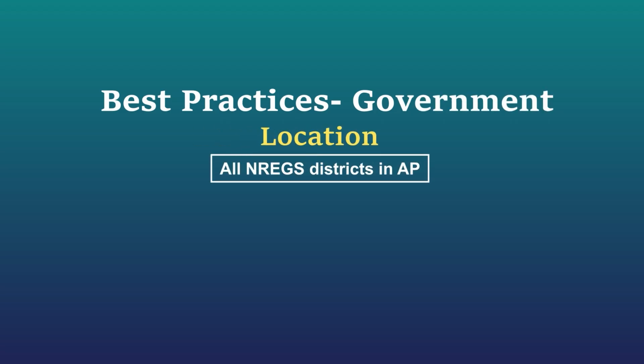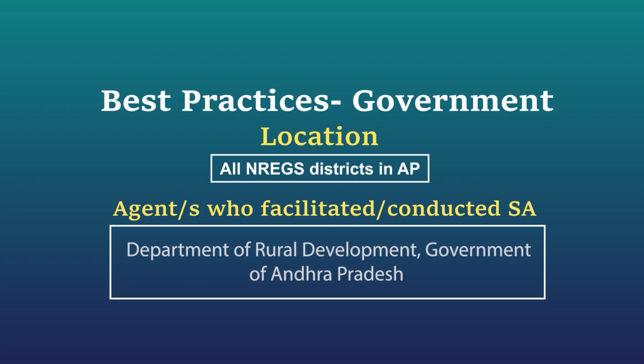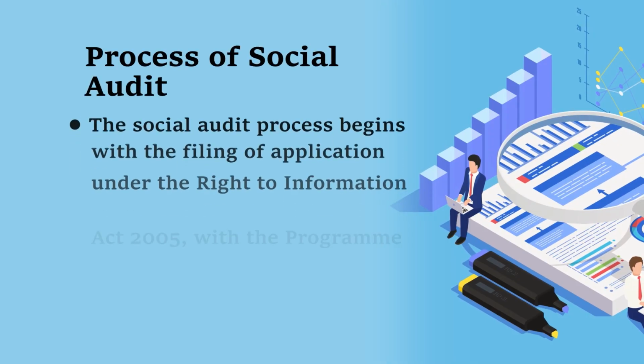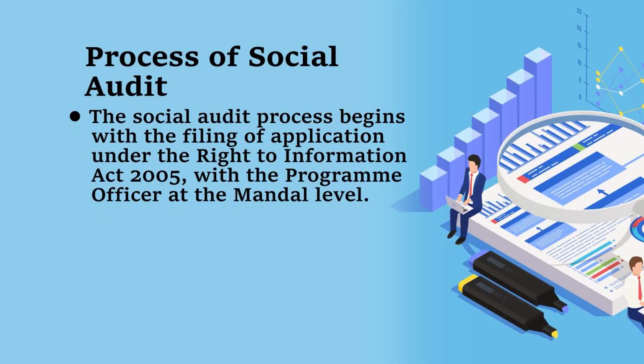The location is all NREGA, National Rural Employment Guarantee Program, implementation districts in Andhra Pradesh. The agency which facilitated or conducted the social audit is the Department of Rural Development, Government of Andhra Pradesh. Process of social audit: the social audit process begins with the filing of an application under the Right to Information Act 2005 with a program officer at the mandal level.